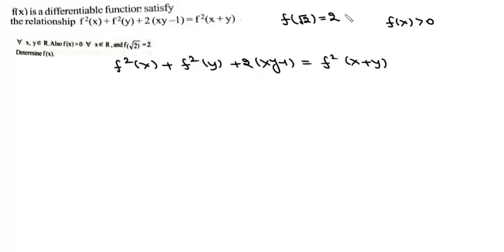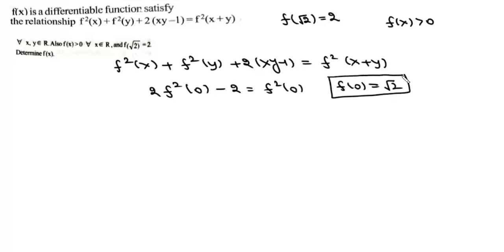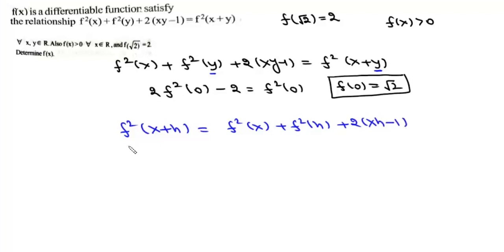Now if we put both x and y as 0, we'll get 2 times f square 0, minus 2, and it will be equal to f square 0. So from here we'll get the value of f(0) as root 2. And in this equation, we'll replace y with h. So we can write f square (x+h) will be equal to f square x plus f square h plus 2xh minus 1.